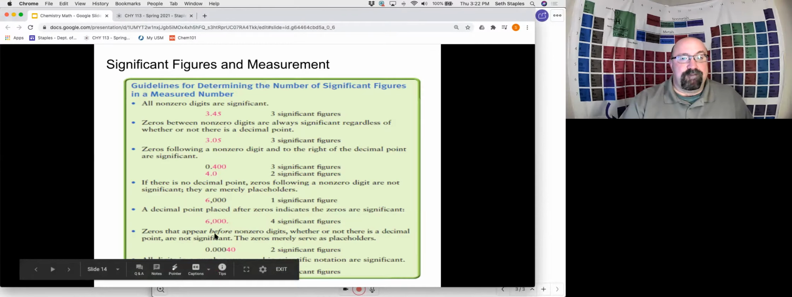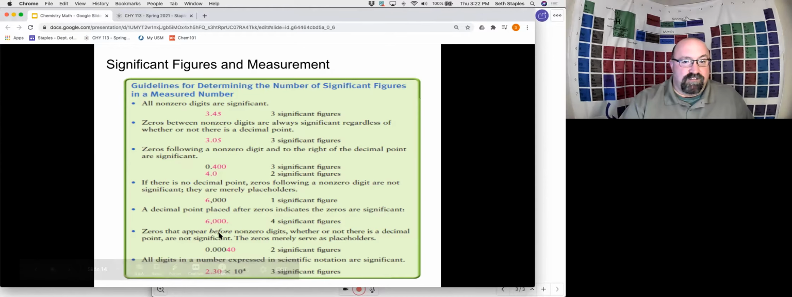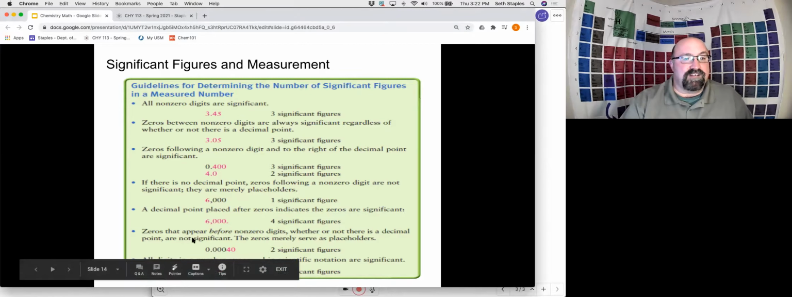Zeros that appear before non-zero digits, whether or not there is a decimal point, are not significant. In other words, these three zeros here are also just placeholders. They're telling me that my measurements start in the 100,000th spot, here in the fourth decimal place. So these are simply placeholder zeros, but this zero does count. This zero would follow our rules up here, that it's a zero following a non-zero to the right of the decimal point. So we would have two significant figures here.